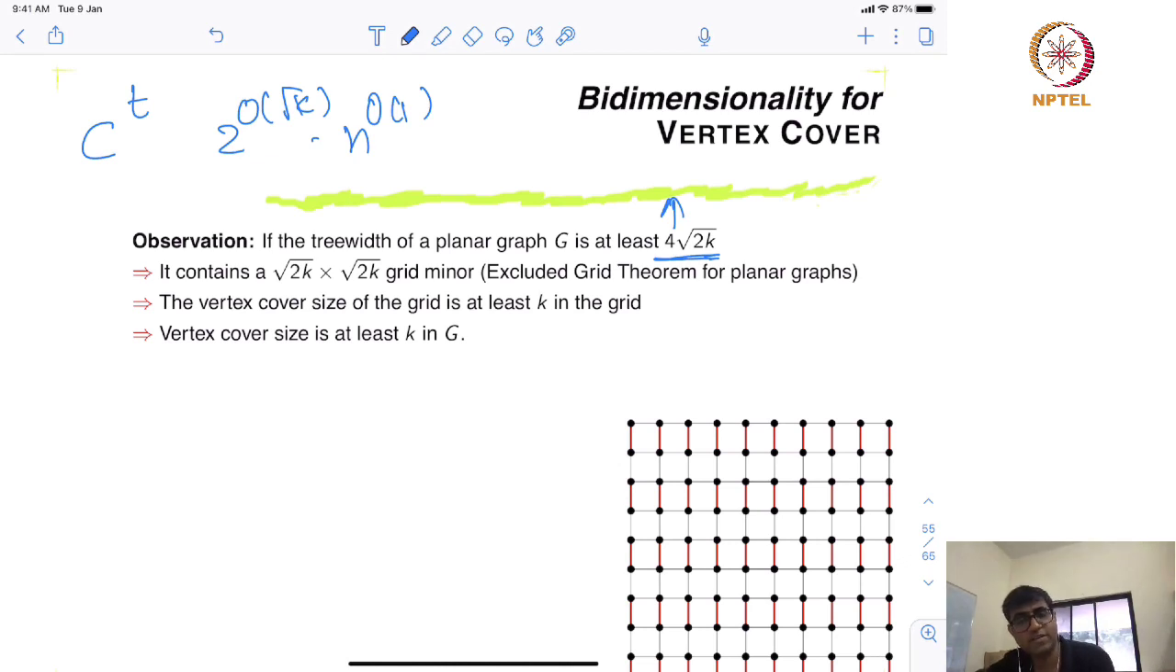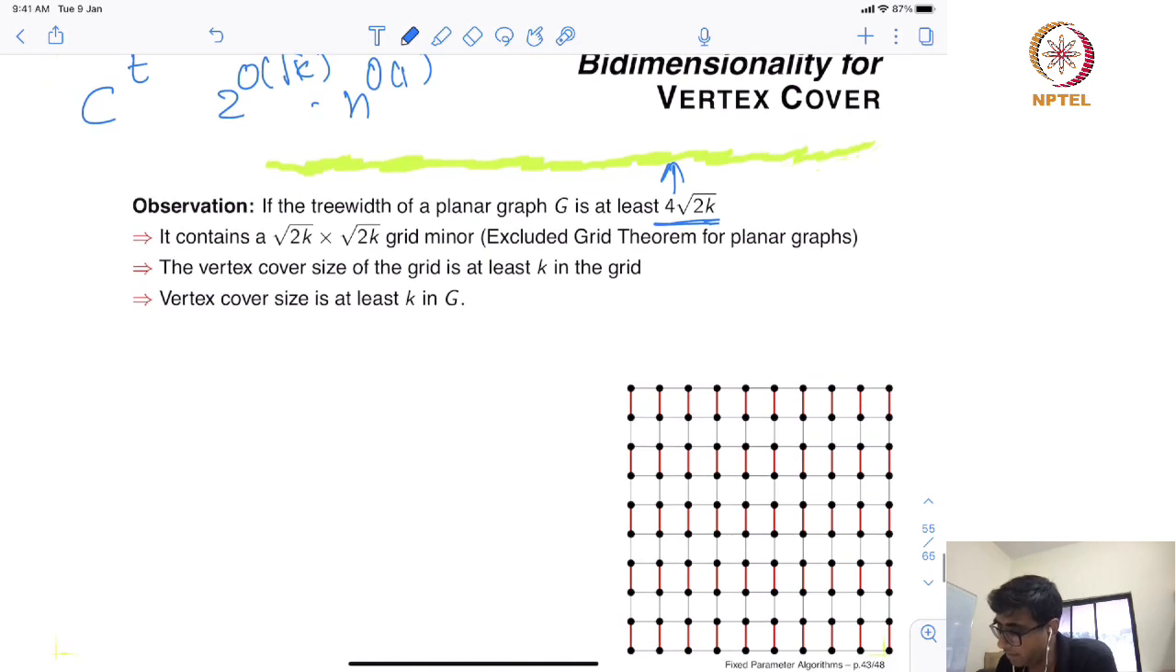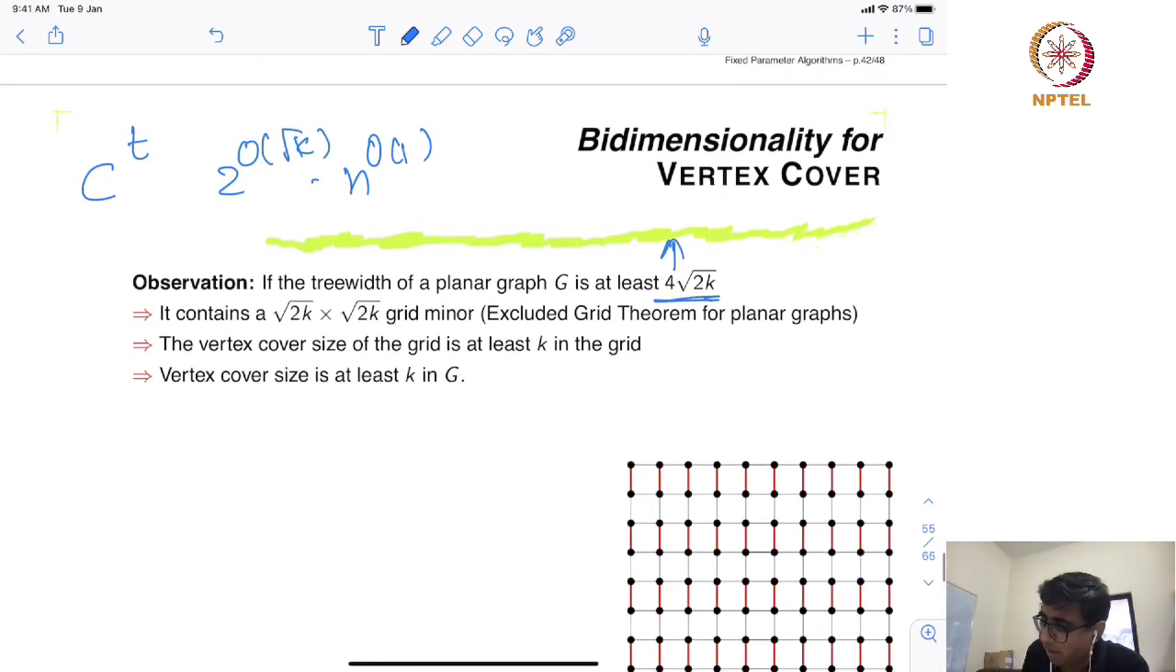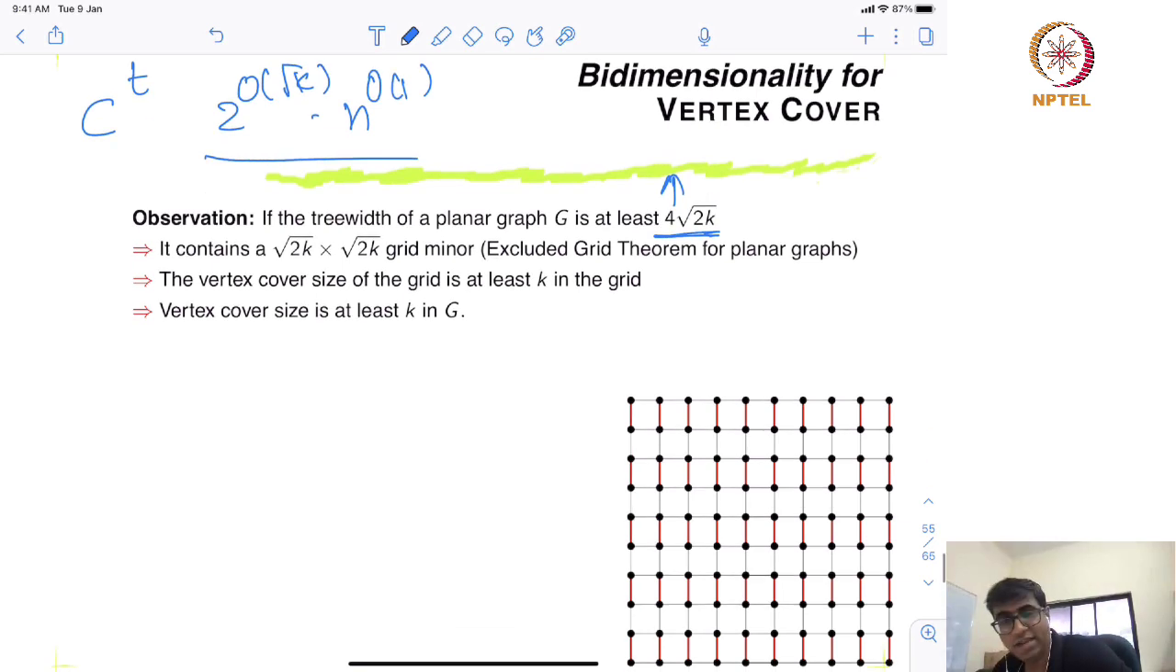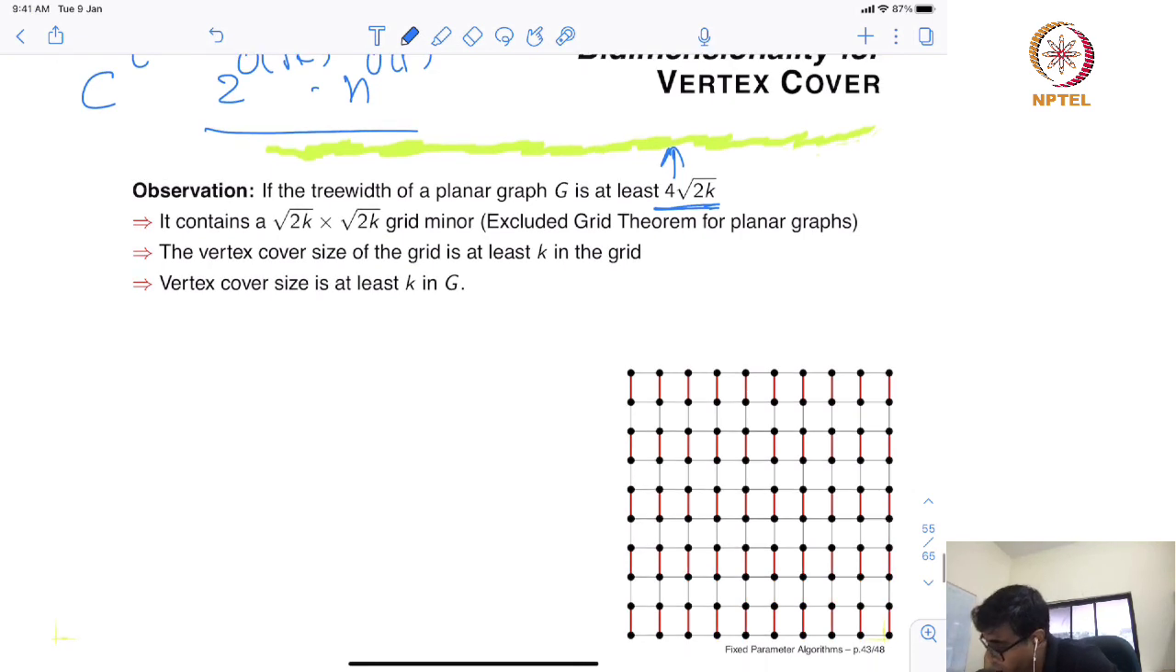If the treewidth is large, what can we say? Well, you need to be a little clear. You want to say treewidth is at least 4 root 2k or something. So what happens? It contains a root 2k times root 2k grid minor. Now look at this grid as a minor, and look at these red edges. What are they? They are matching edges.